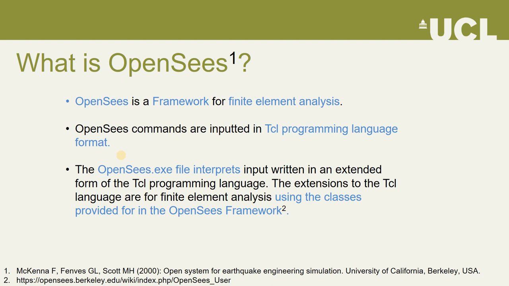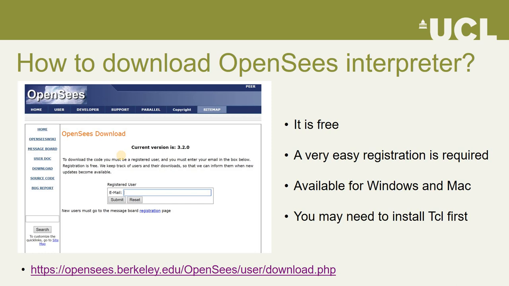How do we download OpenSees or the OpenSees interpreter? Basically, we just go to the website that appears here on the screen. You register, you just need to register your email. It's available for Windows and Mac. It is obviously free. And you might need to install the TCL language first on your computer, mostly if you have a Mac computer, but it depends on each case. You will see the instructions on the website directly.